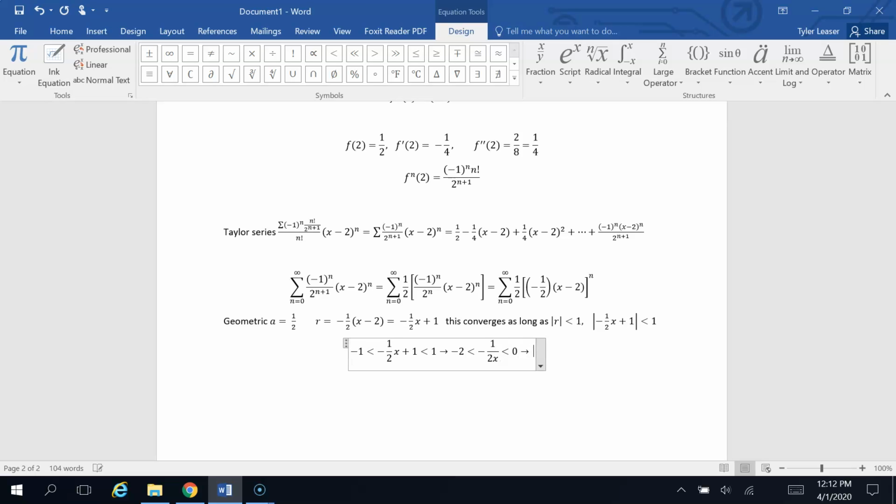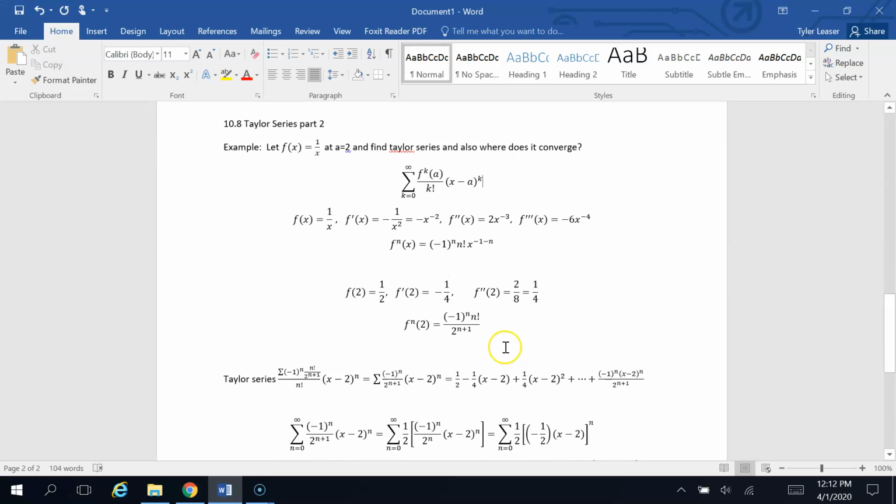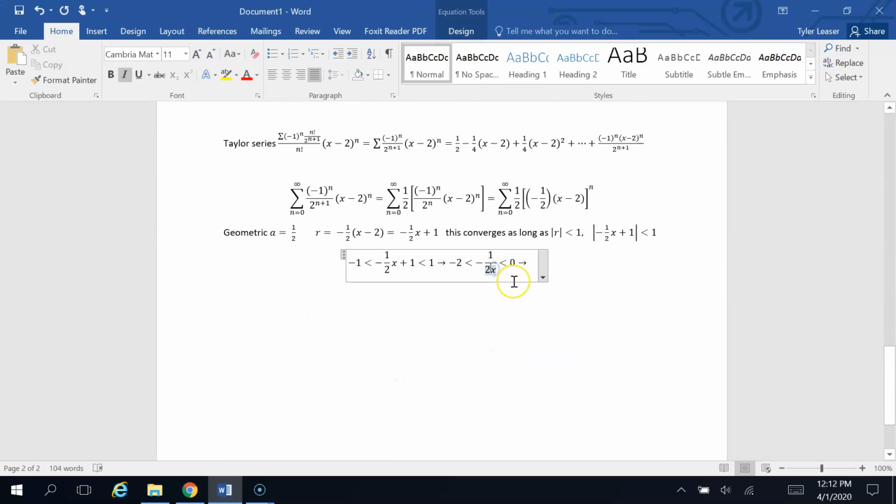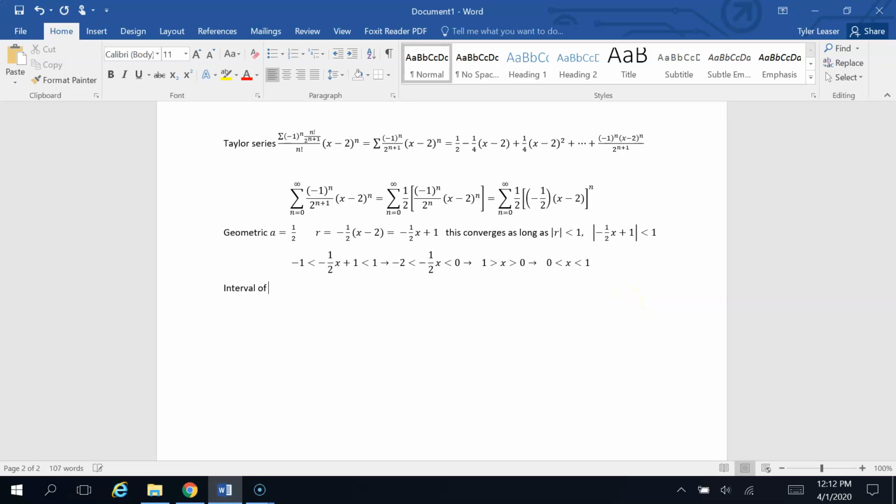And now we want to multiply, oh sorry, I have that x in the denominator. It's not supposed to be there. Now we want to divide everything by negative 1/2. And you have to be very careful here because we have these inequalities. Dividing by a negative number is going to flip all the signs. So now it's going to be 1 is greater than x is greater than 0. Or another way of writing that, 0 less than x less than 1. And that's going to be my interval of convergence.